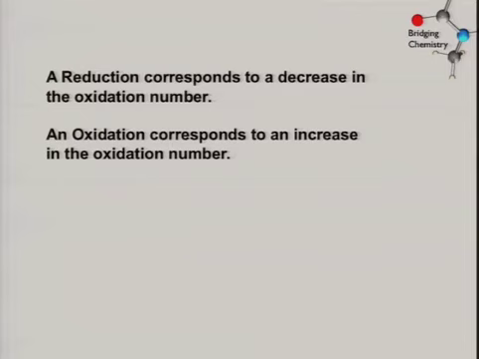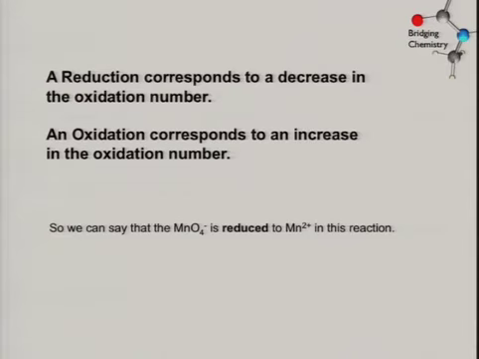So in general, we can say that by considering the way that the oxidation numbers change on going from the atom being in the reactants to the products, a reduction is where you have a decrease in the oxidation number, and an oxidation is where you have an increase in the oxidation number. And so because the oxidation number of the manganese decreases from +7 to +2 in this reaction, we can say that the permanganate is reduced to manganese 2+ in this reaction.